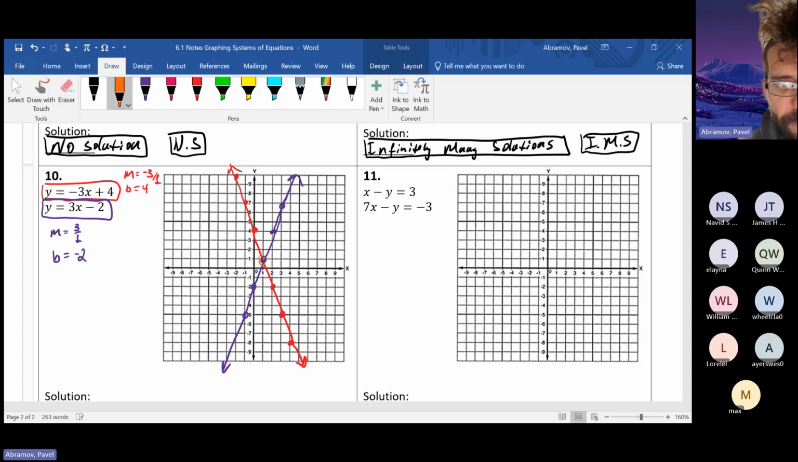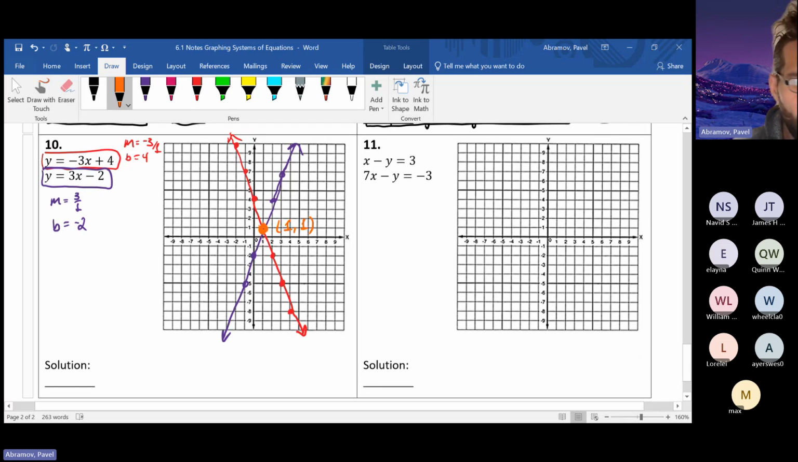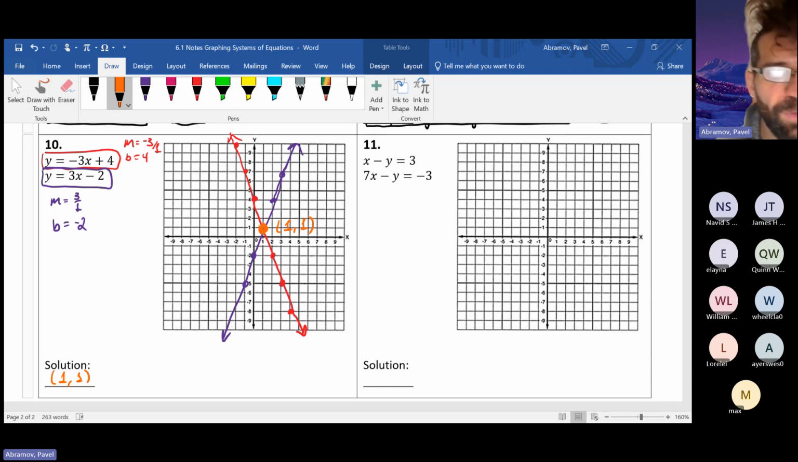So we have this point of intersection, this big orange point, which has coordinates (1, 1). So in this case, we have only one solution. It's not any kind of a special case. It's just one solution with the answer (1, 1).